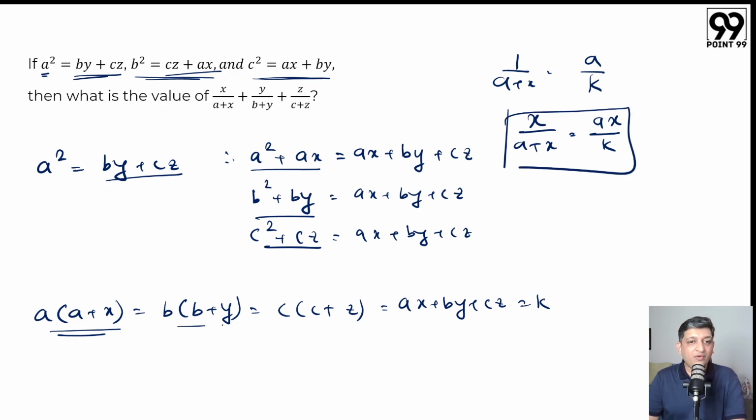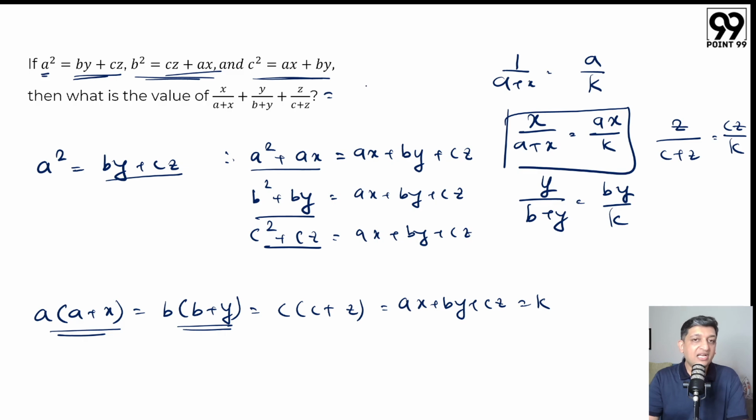Similarly, I know that 1 upon b plus y is going to be equal to b upon k. So I will be able to say that y upon b plus y will be equal to by divided by k. Similarly, I will be able to say that z upon c plus z will be equal to cz divided by k. So if I add everything, what am I going to get? I am going to get ax by k plus by by k plus cz by k. But what is ax plus by plus cz? It is also equal to k. So I am going to get the answer as k by k, or equals 1.